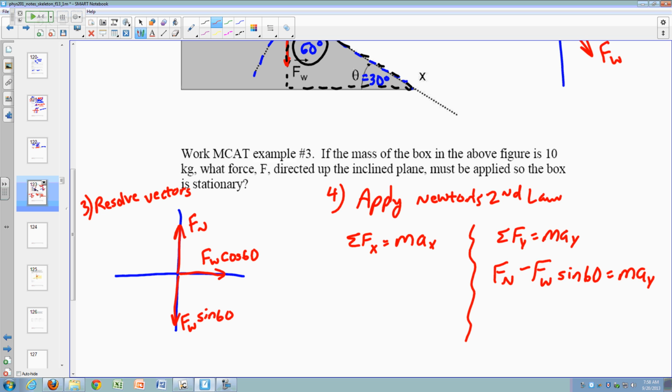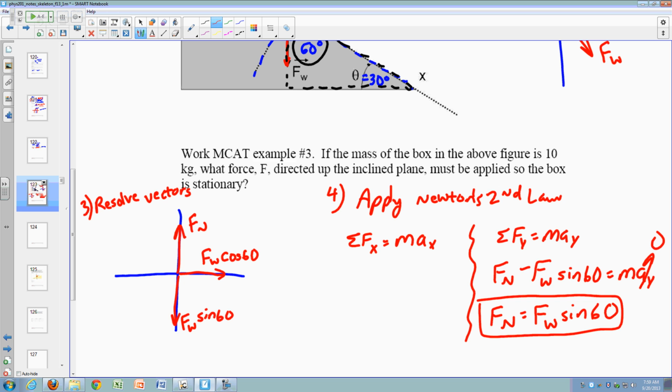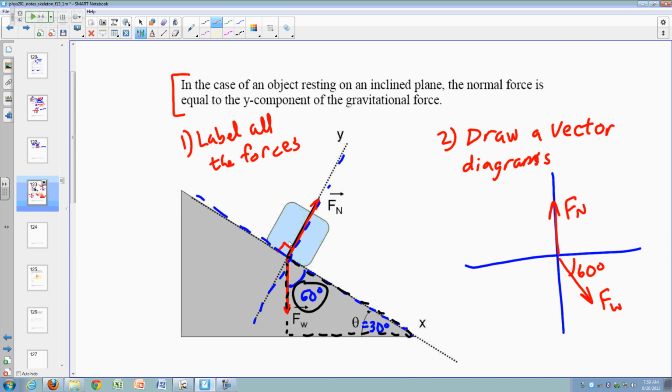However, what is the acceleration in the y direction? I know the acceleration in the x direction is some positive value, sliding down the incline. But what is it in the y direction? Is he moving in the y direction? No, he's not. Not at all. So what's the acceleration in the y direction? It's 0. Right. And so I can say then that Fn equals Fw sine of 60. So here the normal force is the y component of the weight, the y component of the gravitational force.